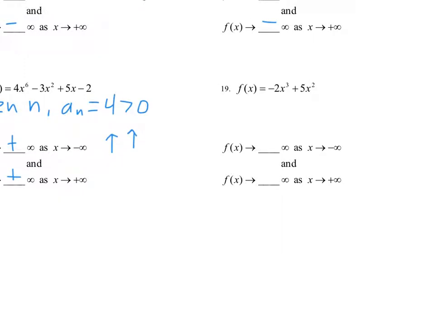Okay, last one. We've got odd degree. Leading coefficient is a -2. It's less than 0. All right, so that means we go up on the left, down on the right. So as x goes to negative infinity, the function is going to go to positive infinity. As x goes to positive infinity, the function goes to negative infinity.